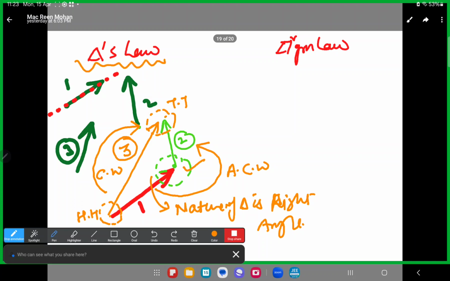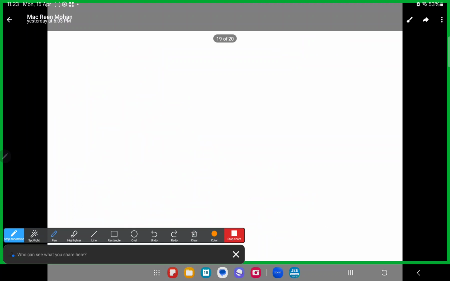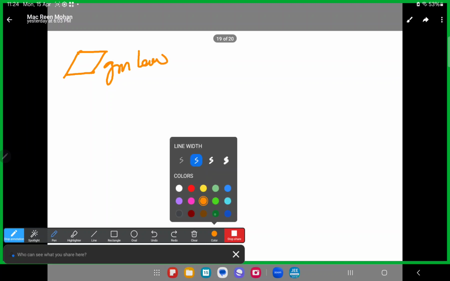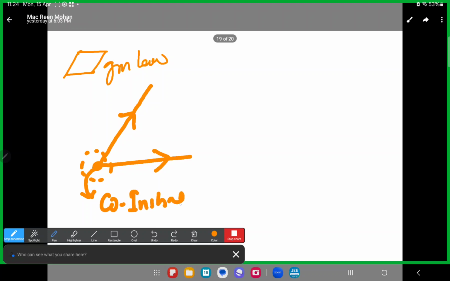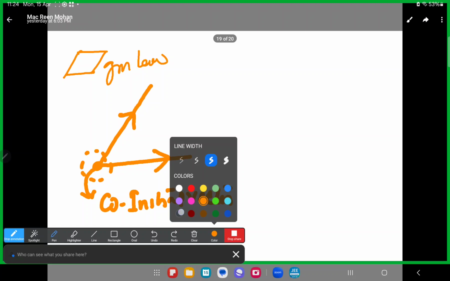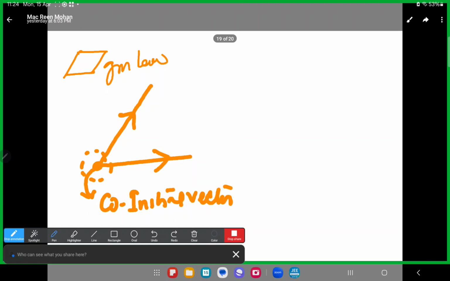Now, what about the parallelogram law? So let's see the parallelogram law. Now, once again, it is important. Once two vectors are starting from the same point, that type of vector is called a co-initial vector. Clear? So once the vectors are starting from the same point, now kindly complete the parallelogram.